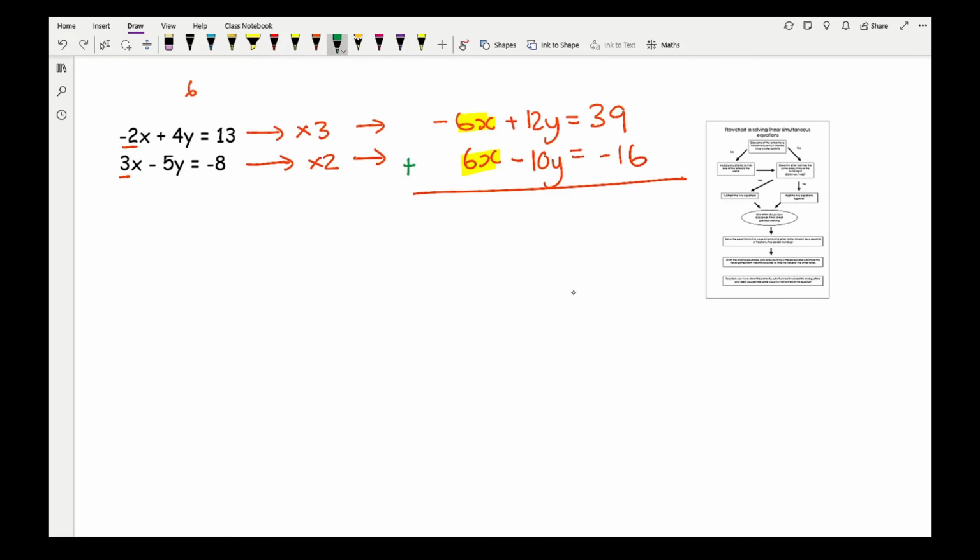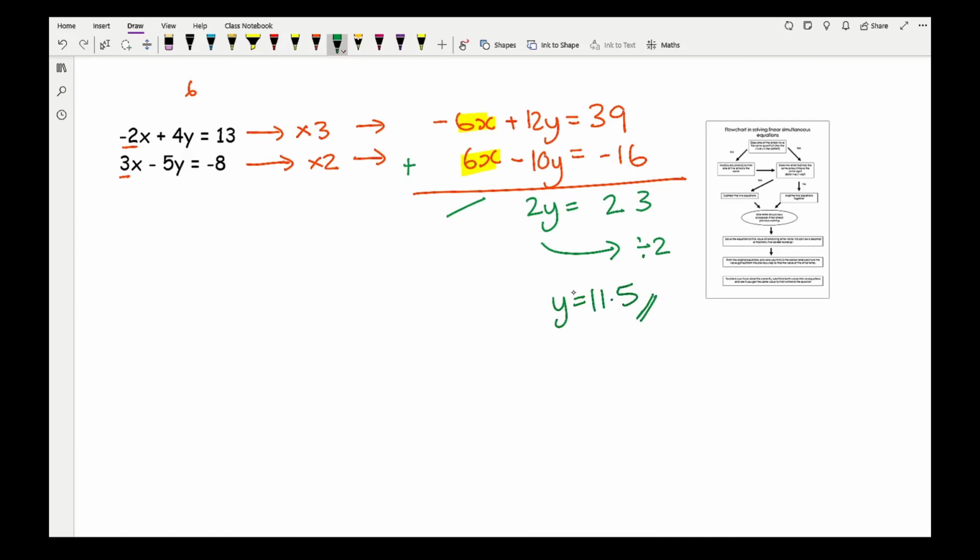So minus 6 plus 6 is 0. 12 plus minus 10 is just 2y. And 39 plus 16 is going to give me 23. Now from this, what I then need to do is divide the two numbers. So here I'm going to divide by 2. So what I've got then is y equals 11.5, which is my final answer for y.